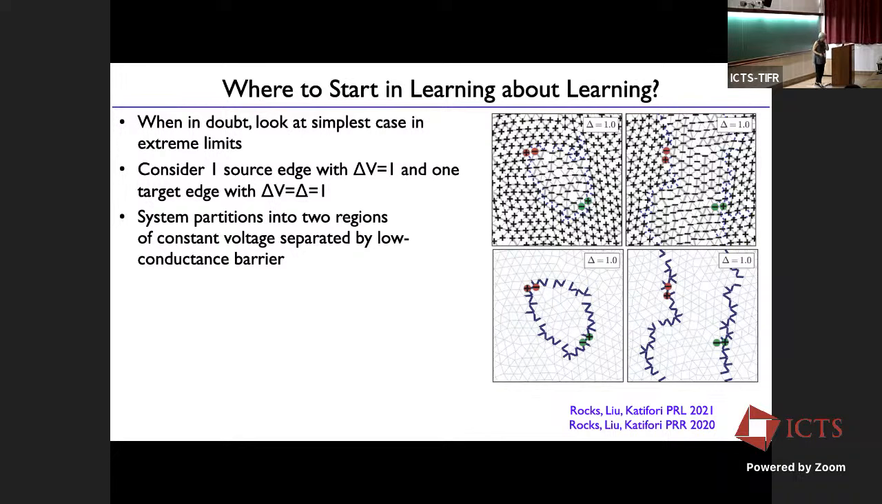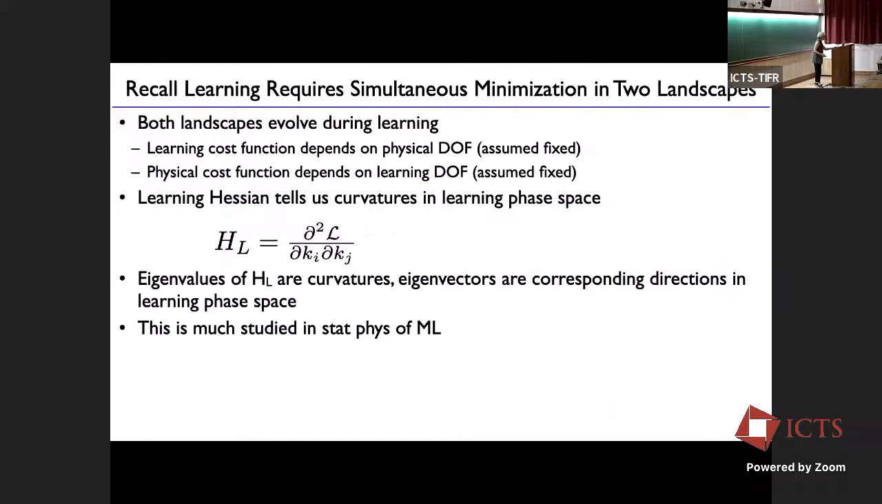How do we start thinking about this? All right, so the way people do it in machine learning is they look at the learning cost function and they look at derivatives of it. So for example, they can look at the learning Hessian, the second derivative of the learning cost function with respect to the learning degrees of freedom, which in this case are the conductances on the edges. So you look at this matrix, you find the eigenvalues, find the eigenvectors.